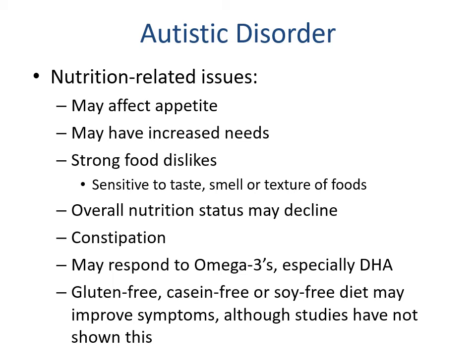Nutrition-related issues include affected appetite, may have increased needs from pacing, strong food dislikes with sensitivity to taste, smell, or specific textures. So this may limit specific food groups. Overall nutrition status may decline, constipation, again, may have improvement with omega-3s and especially DHA. And so what we've seen is there's a lot of case studies and anecdotal evidence for gluten-free, casein-free, or soy-free diets, but no clinical trials have actually shown any improvement with these restrictive diets.